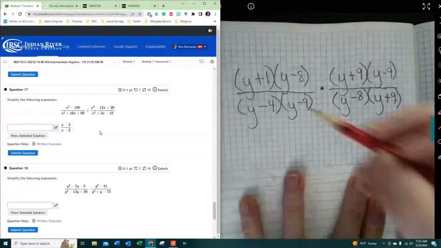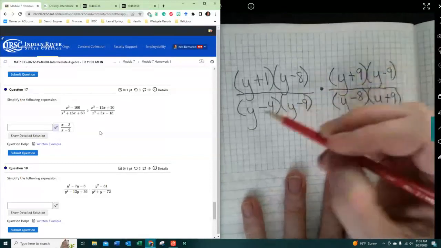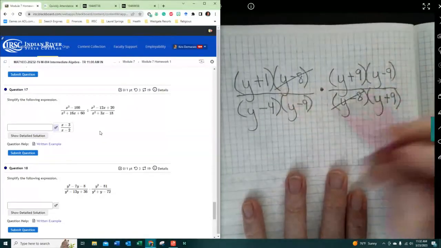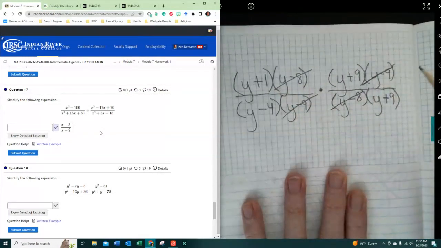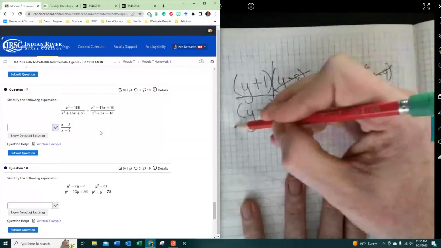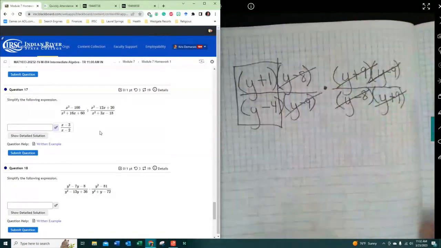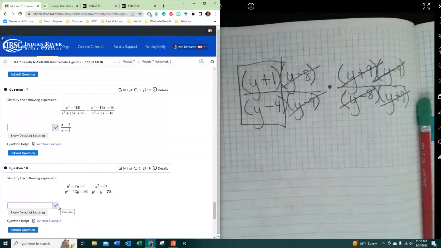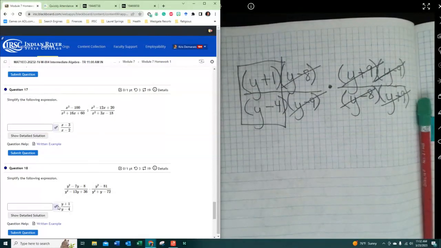Now we factored it, we're going to do the chicken scratch game. All right, this one, let's see, this one cancels this one. Let's do that. This one cancels this one. And then this one cancels this one, leaving us with this as our answer. So we have our answer. It's y plus 1 over y minus 4.